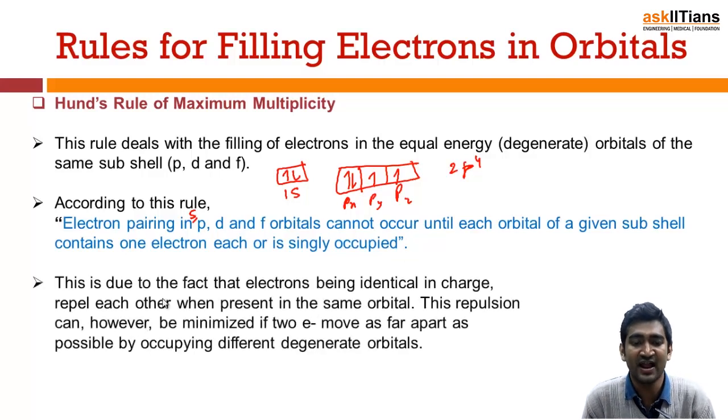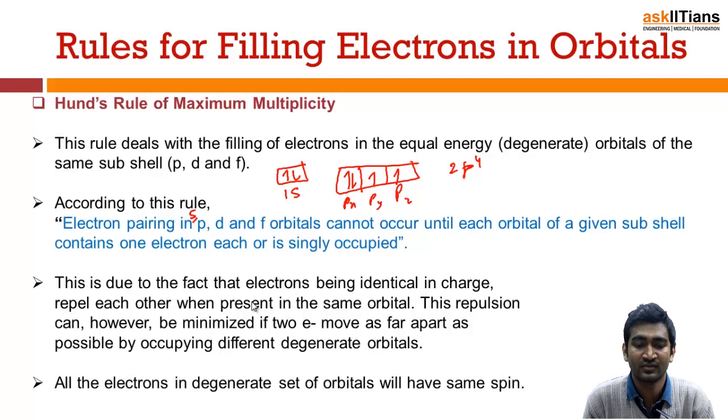And this is due to the fact that electrons, being identical in charge, repel each other when they are present in the same orbital. And this repulsion can be minimized how? If the two electrons move as far apart as possible by occupying degenerate orbitals. This concept you will use in the chapter of chemical bonding. And all the electrons in a degenerate set of orbitals will have the same spin.